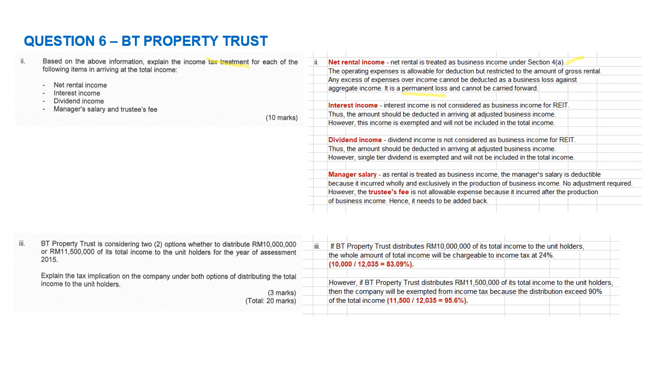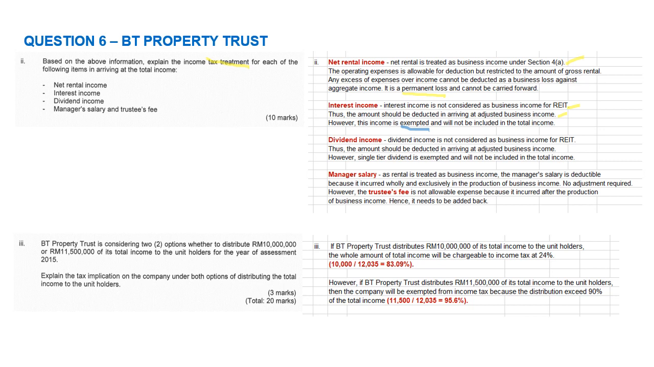Okay, next, interest income. How are we going to treat interest income received by REITs? So, mula-mula sekali, you akan kena bagi tahu interest income is not considered as business income. So, dia bukan business income. Dia adalah investment income. Thus, the amount should be deducted in arriving at adjusted business income. That's why, masa awal-awal tu, kita ada net profit before tax, kita tolak dengan non-business income. Kita tolak dulu interest tu, sebab interest bukan business income. However, this income is exempted and will not be included in the total income. So, dekat atas tu kita dah tolak. Tapi, bila dah sampai bahagian bawah, kita nak tambah dekat other income tu, kita tahu interest tu dia dapat daripada bond simpanan nasional. So, this income is exempted.